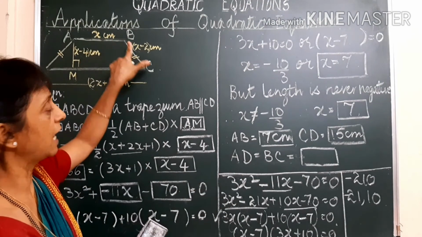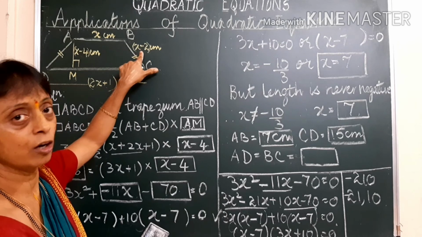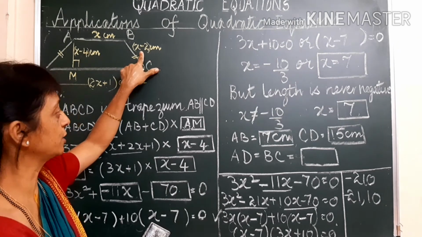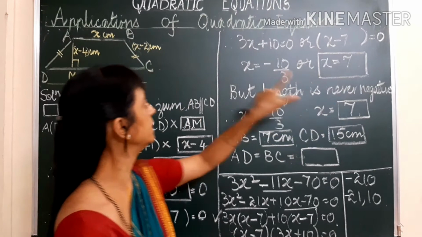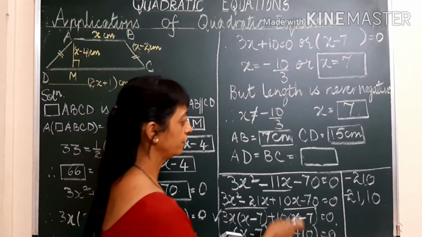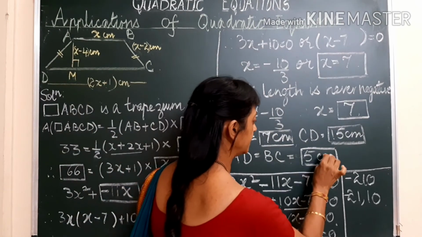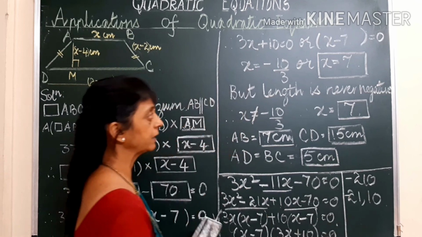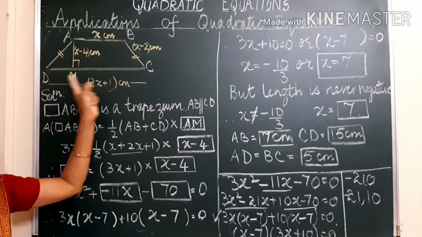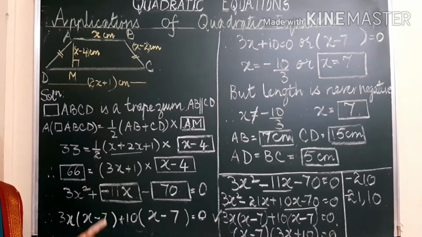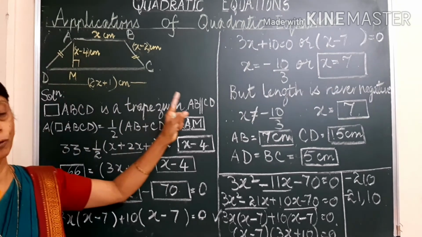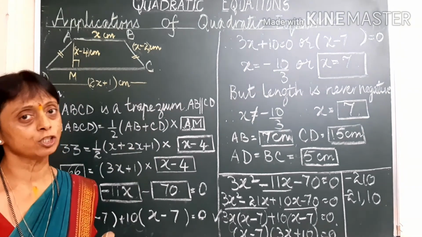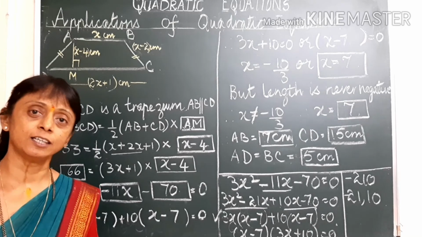Now you are left with the other two sides, AD and BC. AD and BC are congruent and the length of each of them is x minus 2. How much is x? 7. So 7 minus 2 gives you 5 centimeters. So from the given information in the diagram, we were able to find out the length of all the four sides of the given geometrical figure, that is the trapezium.